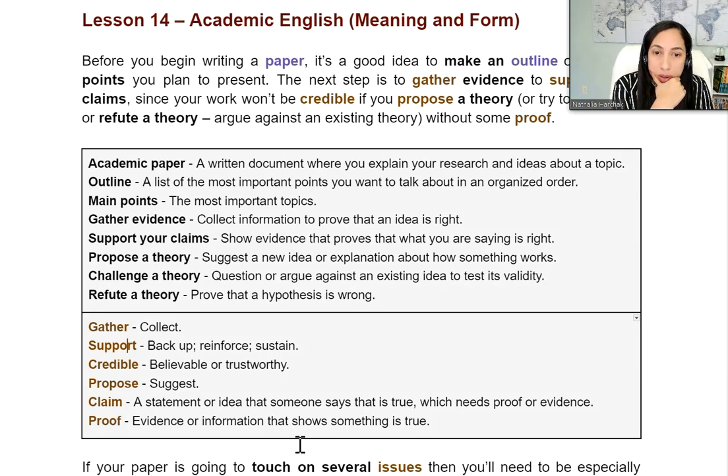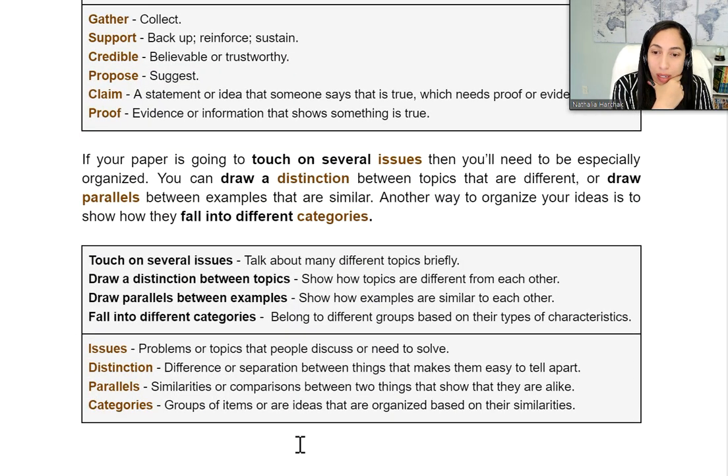Okay. So now let's take a look at this section here. The expression to touch on several issues means to talk about many different topics briefly. Briefly means in a few words, okay? In a short way. Draw a distinction between topics. So distinction means difference. So if you draw a distinction between topics, you try to show people why two things are different. Okay, for example, the pros and cons of something.